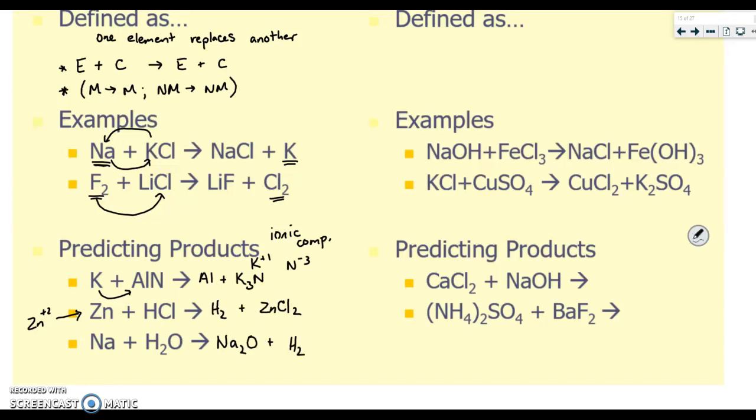Please check your answers. Zinc has a +2 charge. It's going to swoop in and replace the H. H is diatomic, so it needs a 2. And then Zn +2 crosses with Cl -1 to make ZnCl2. Sodium's going to swoop in and replace the H and leave it by itself. Okay, so again, H is diatomic. And then Na is +1 and O is -2 to make Na2O. Again, at this point, once you've written the formulas, you can balance. Never try to balance first. We will continue our study in our next video.